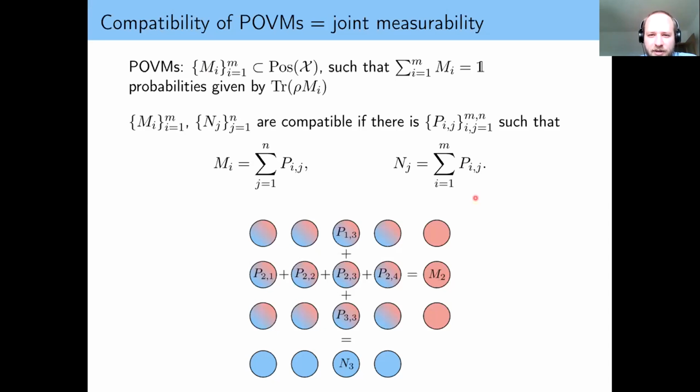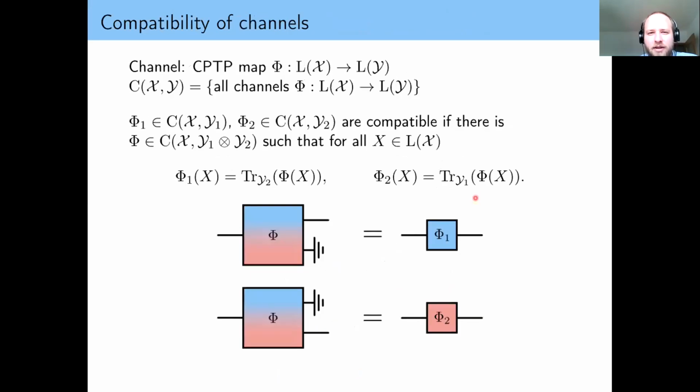The third compatibility, and the one that will be most important to the talk, is compatibility of channels. We already heard in the last talk something about channels. We define channels as CPTP maps, which means that they are completely positive and trace preserving. Completely positive just means that if you apply a channel to part of an entangled state, you still get a positive state. Trace preserving means that if you apply a channel to a state, you get a state with trace equal to 1.